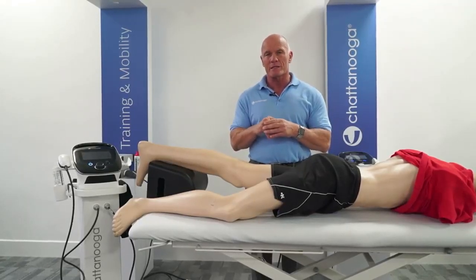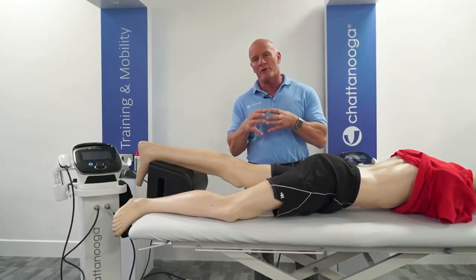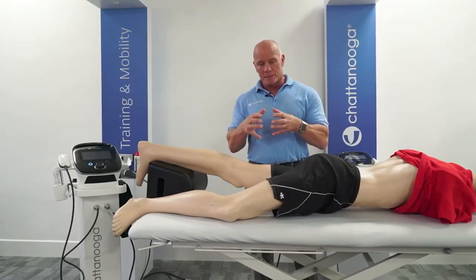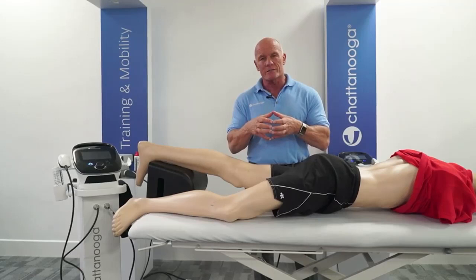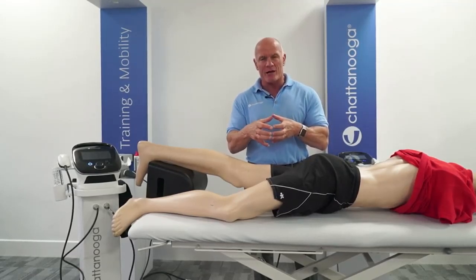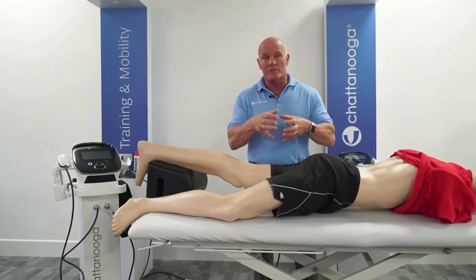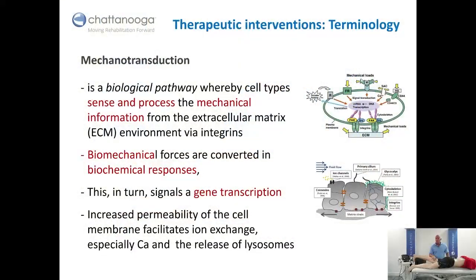We also get increased permeability of the cell membrane to get better ion exchange, especially calcium. Calcium's important because it goes on to create something called cadherins, and it does a bit like it sounds like. It's calcium adhering. So these cadherins stick new cells together to form tissue. Okay, moving on.